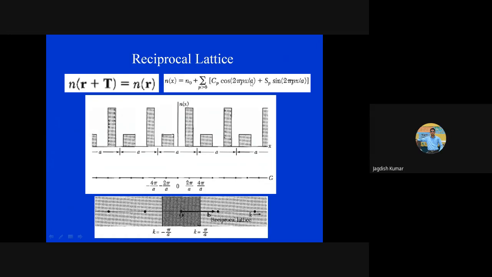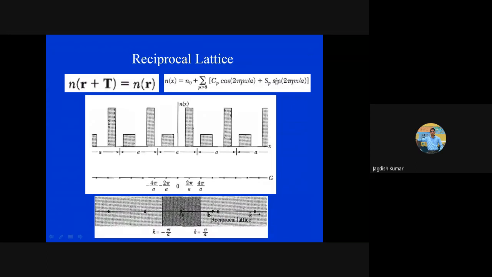Then we are representing 4 pi by a. Then we will be getting 6 pi by a. Then we will be getting 8 pi by a, and so on. Correct? So similarly, now, okay, we are saying, okay, we have negative terms as well.